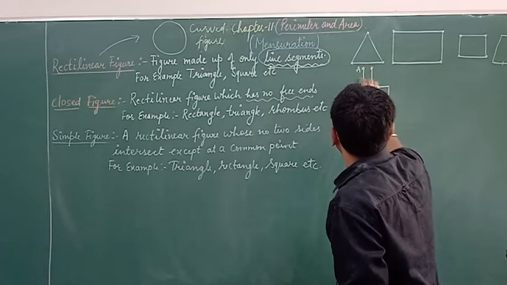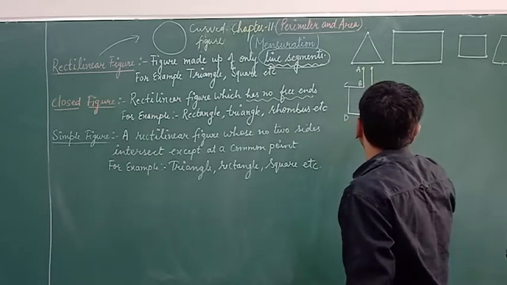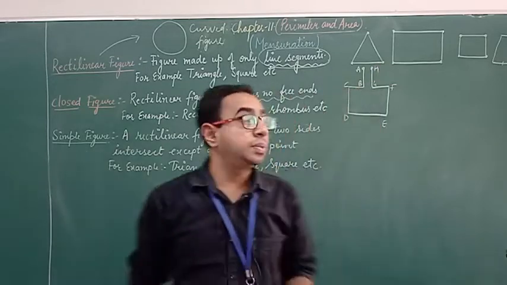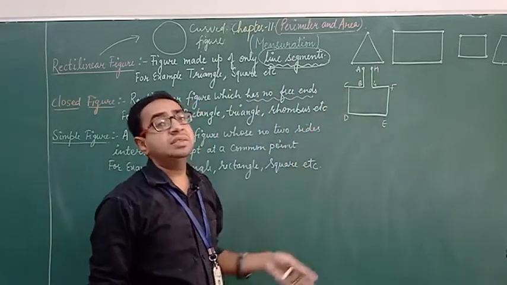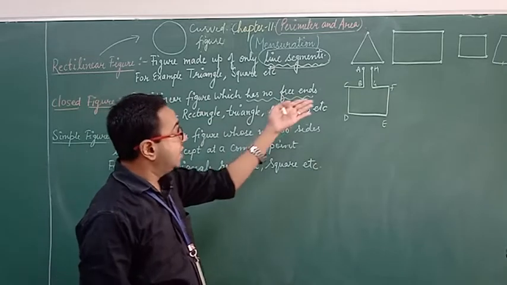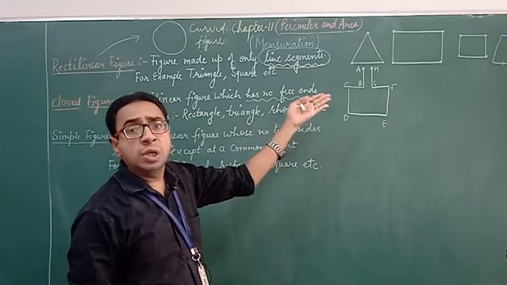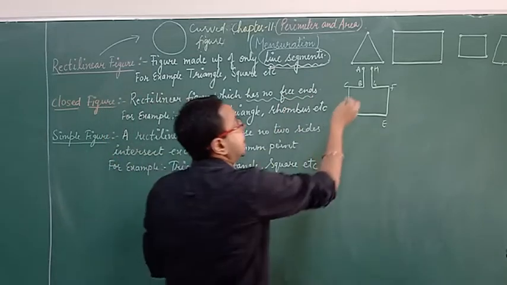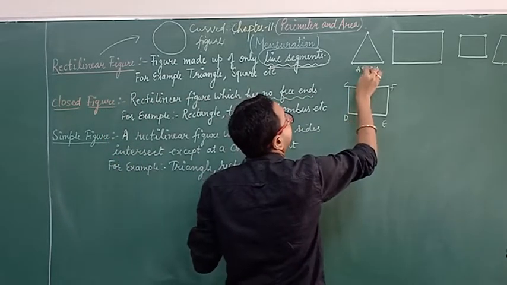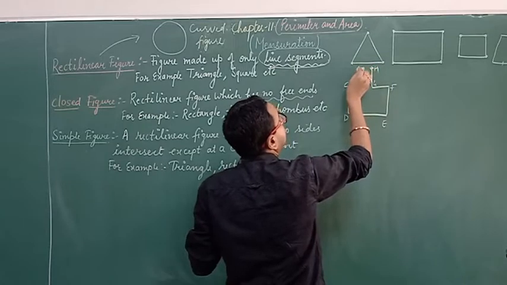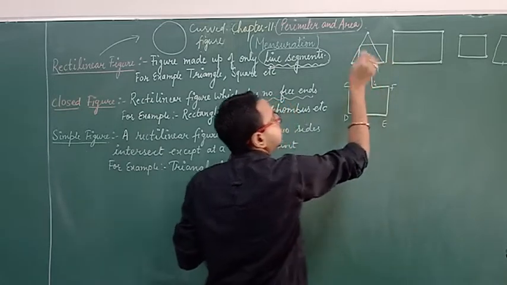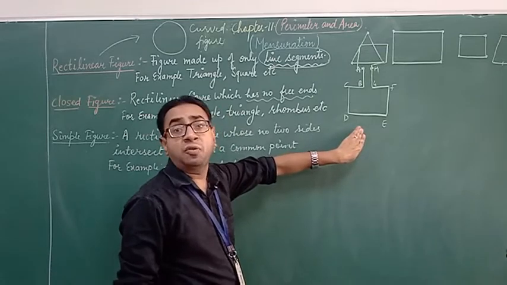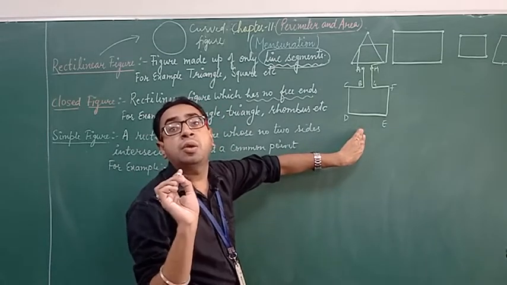A, B, C, D, E, F, G, H. Now see this example. See this figure A, B, C, D, E, F, G, H. If I talk about this particular figure, what do you think? It's a closed figure. No, it's not a closed figure because it has free ends. These ends are free. Anyone can come and enclose this. For example, this happened. So hence this figure was the example of unclosed figure or open figure.